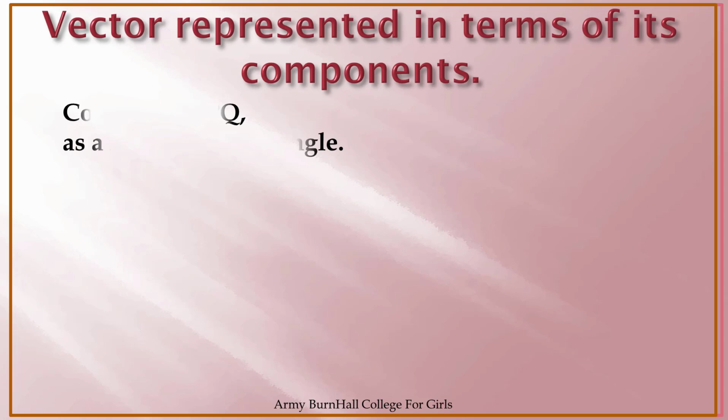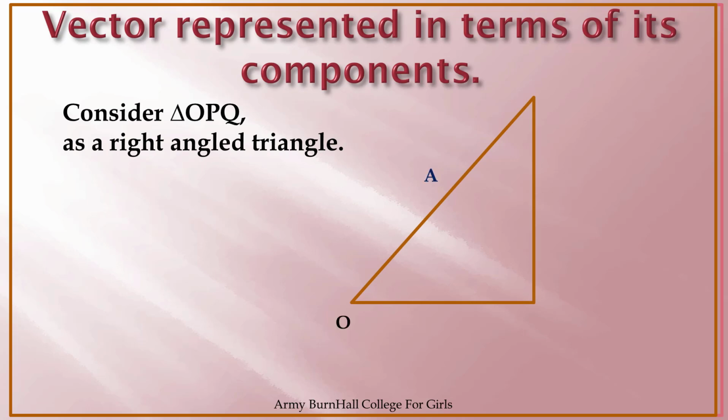So if we are going to represent the vector in terms of its components, we have to consider triangle OPQ as a right angle triangle. We have considered vector A as OP. Now we are converting that vector without any direction. We are considering it as a right angled triangle because we are going to use trigonometry to solve it. So we have this angle theta, and this angle of 90 degrees. So this is a right angled triangle.